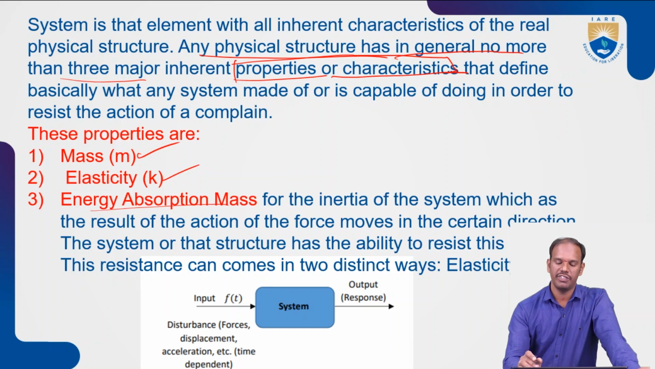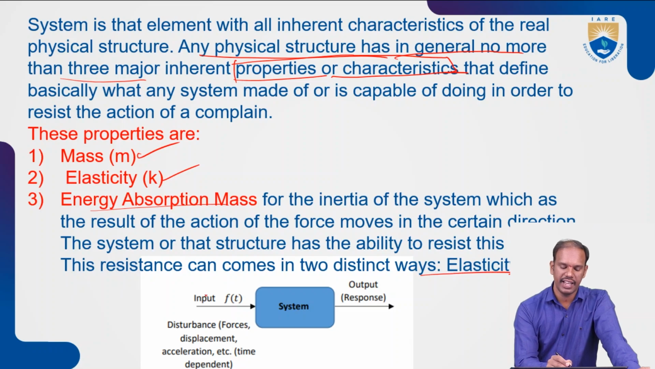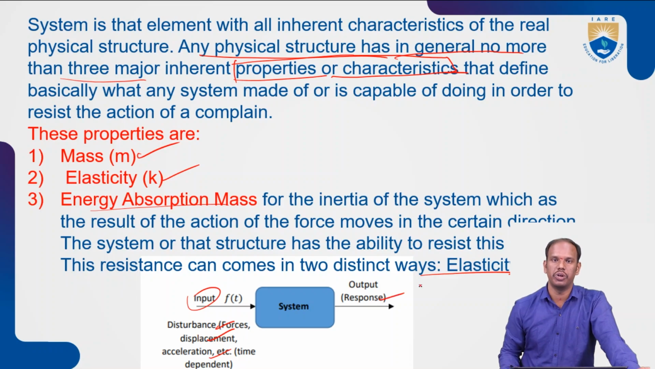For the inertia of the system, resulting from the action of forces, it will move in certain directions. And a system or structure has the ability to resist motion. This resistance can come in two distinct ways. Like in elasticity, if you give an input like a disturbance, force, displacement or acceleration to the system, there will be some response. That is called the output.